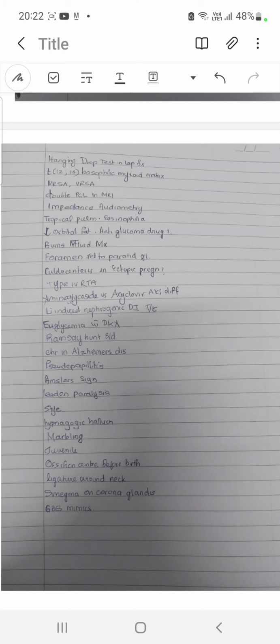Foramen related to the parotid gland, right from the beginning, it's jugular foramen and then foramen ovale. Culdocentesis is done from the Douglas pouch, the recto-uterine pouch, and you are aspirating that blood. In ectopic pregnancy, it will not clot. Type 4 RTA, hyperkalemia, and remember it is because of hypoaldosteronism. What about renin? Also low.